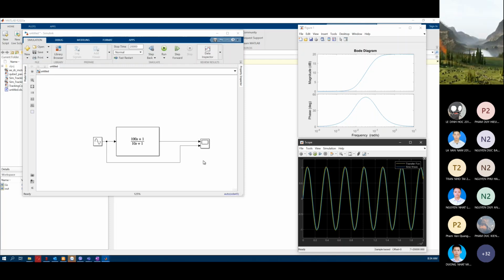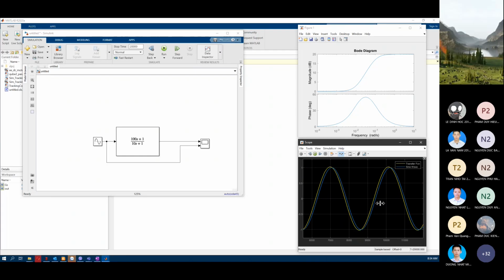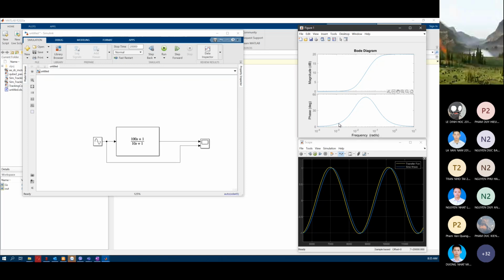Okay, and the phase, yes, the phase of the output, you can see the phase of the output leads the phase of the input by about, here we can see, a few degrees here, right? It's very small. Okay, here the frequency of 2 is about this frequency of 2 here, this one.